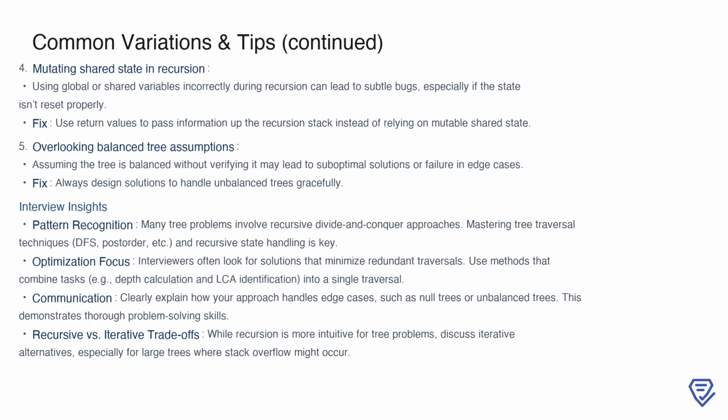Another potential pitfall is mutating shared state during recursion. Using global or shared variables without proper management can lead to subtle bugs, especially if the state isn't reset before each function call. Instead, rely on return values to pass information up the recursion stack. This approach is cleaner and less error-prone. Additionally, some solutions overlook the possibility of unbalanced trees. Assuming the tree is balanced can lead to failure in certain edge cases or suboptimal solutions. Always ensure your approach can handle unbalanced trees effectively.